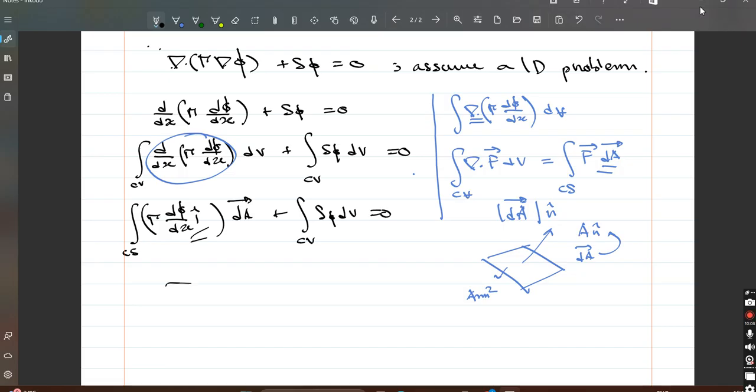So we are taking a 1D domain, right? Say this is point P, this is point west, this is point east, okay? And this is the positive x direction. And we are taking a 1D problem, right?